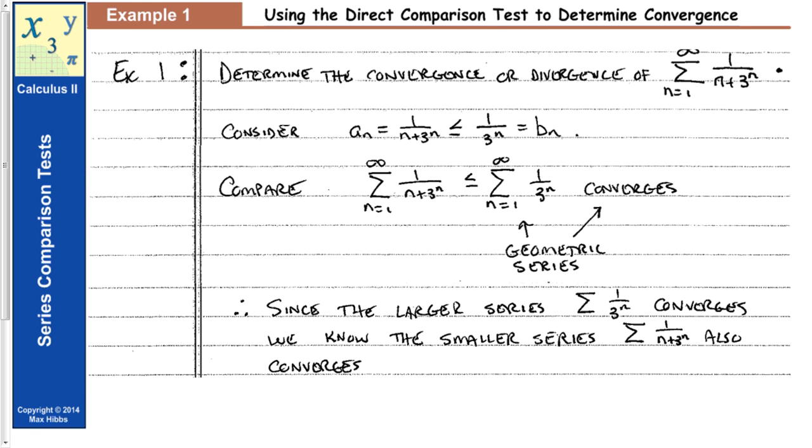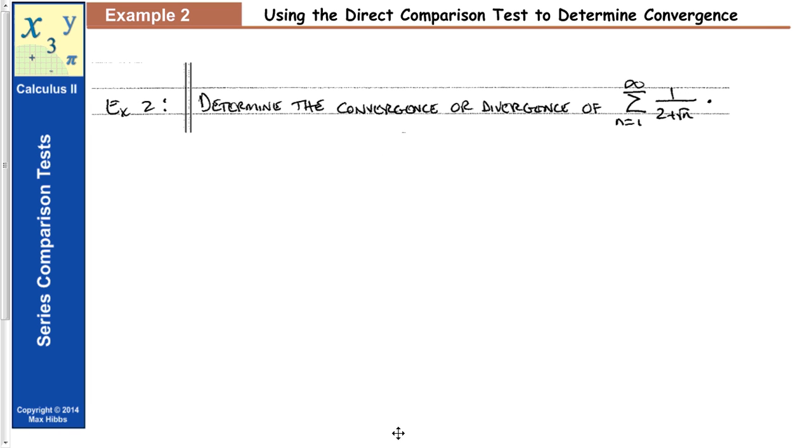Let's look at the next problem. Now here we're to determine the convergence or divergence of the sum from n equal 1 to infinity of 1 over 2 plus the square root of n. Now, I've got to come up with an a sub n series and a b sub n series. I've got to come up with those. And then I've got to be able to compare and decide something about the convergence or divergence of the sum of the a sub n's.